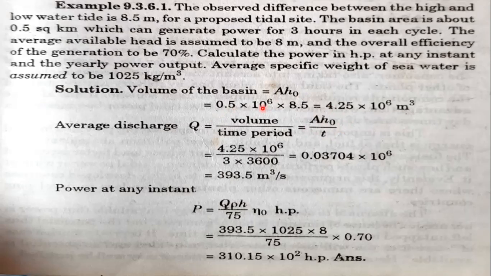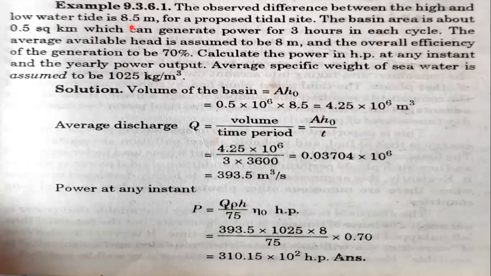Square kilometers means we have to convert kilometers into meters. Kilo means 10 power 3, and square kilometers means two times, so 10 power 3, 10 power 3, 10 power 6 total. Into H naught. H naught is given as 8.5.